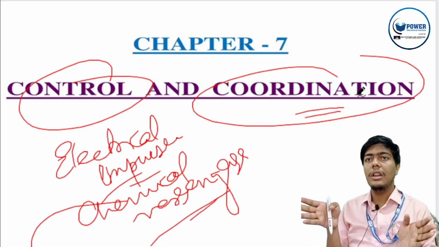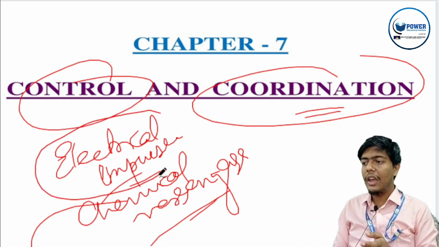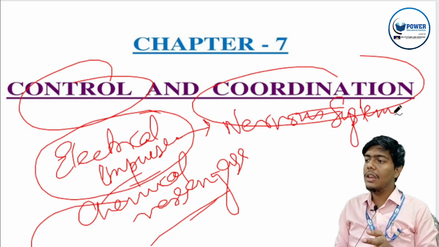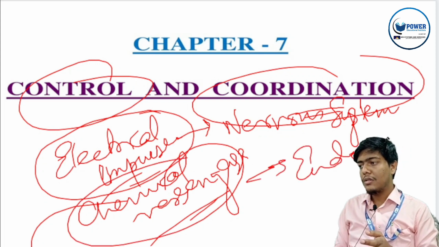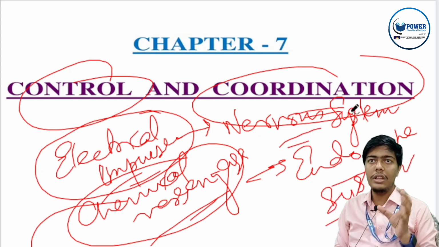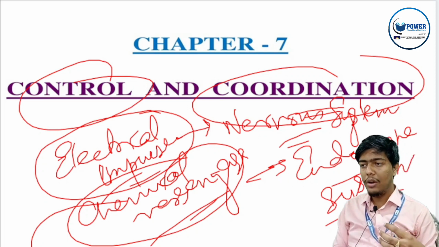This coordination is maintained either electrically via the nervous system, or chemically via the endocrine system. So these two systems are helping your control and coordination. So in this chapter we will learn about the nervous system as well as the endocrine system.